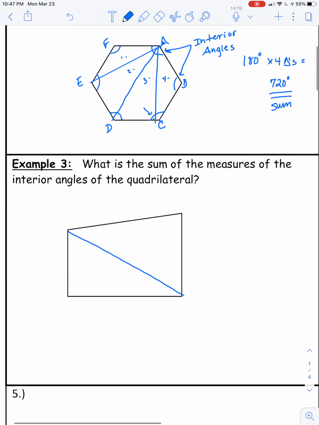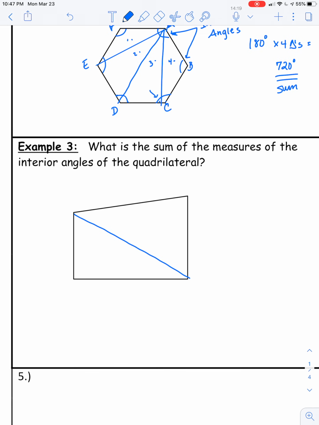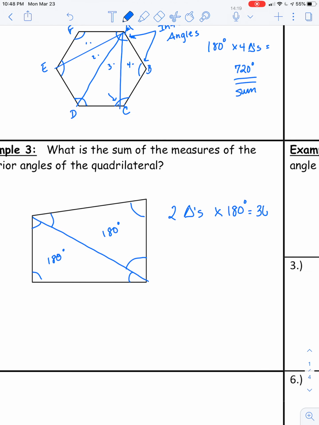So we can use the same method that we used on our other example above, where we know that the sum of the measures of each one of my triangles is 180 degrees, right? Each one of these total 180 degrees. In this triangle, I have 3 angles, and those 3 also total 180 degrees. So I have 2 triangles, each at 180 degrees. If I wanted to know the sum of the measures of the interior angles of this quadrilateral, I could take my 2 triangles, multiply it by the sum of those angles that are 180 degrees, and I would get 360 degrees for my answer there.